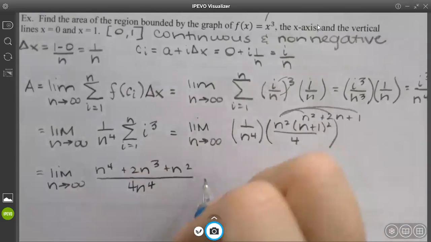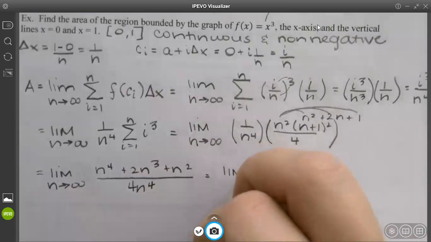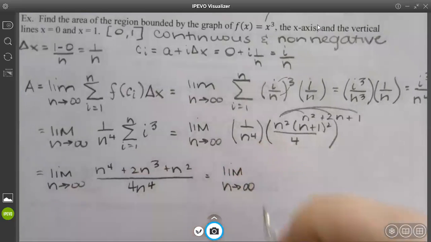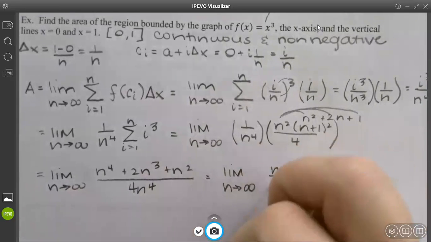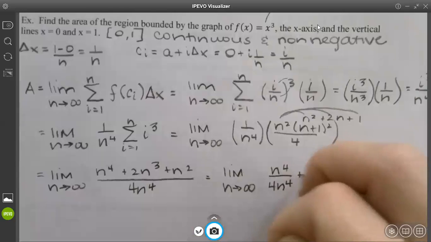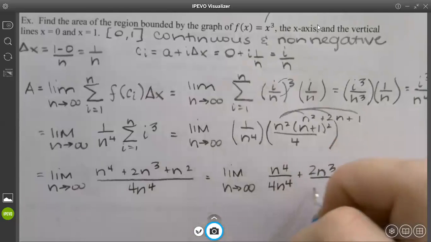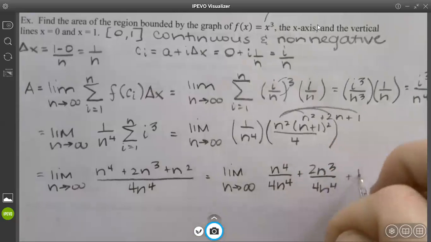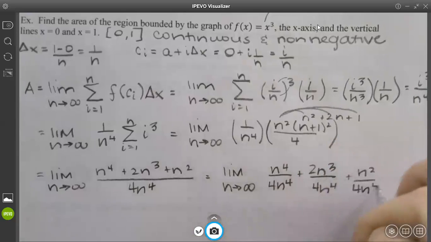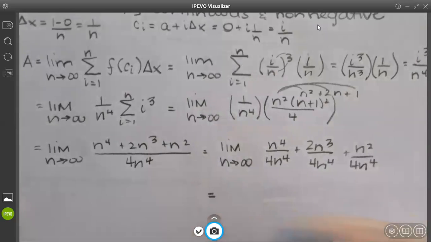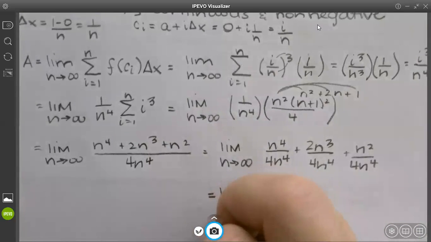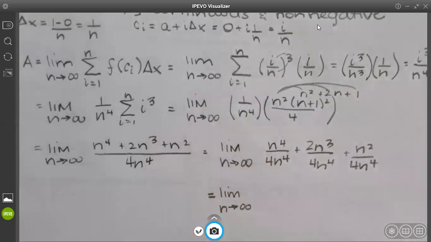Then we're going to split those up. We're almost done. And remember, there are steps in this that you can skip, like I could have skipped this step that I just wrote. I just want you to know where everything comes from. We're going to split it up into n to the fourth over 4n to the fourth plus 2n cubed over 4n to the fourth plus n squared over 4n to the fourth. Which reduces to the limit as n approaches infinity, also a step that you can skip because you can reduce this in your head.